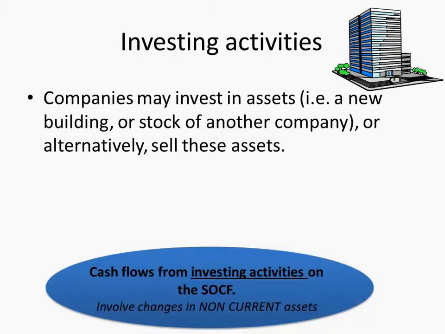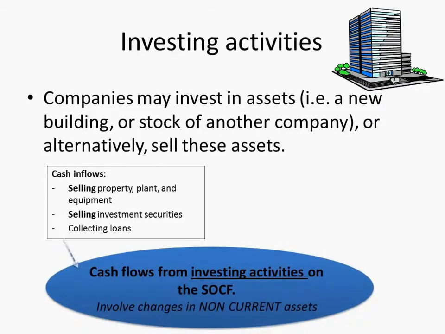Whereas in the operating section, we're talking about changes in net income. We're looking at elements of the income statement, and we should say also current assets and liabilities. Cash flows from investing really involve changes in non-current assets.